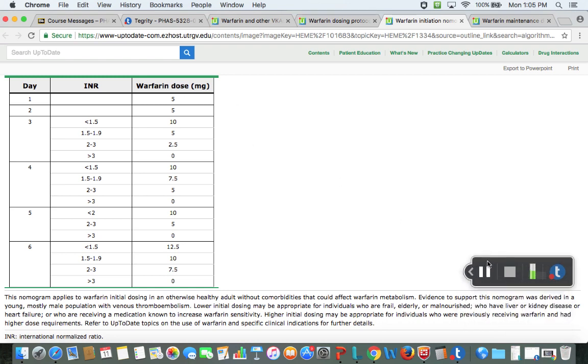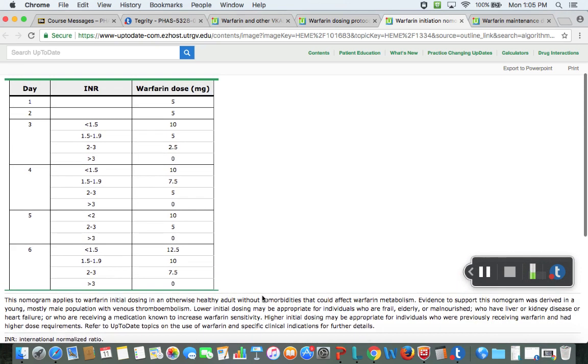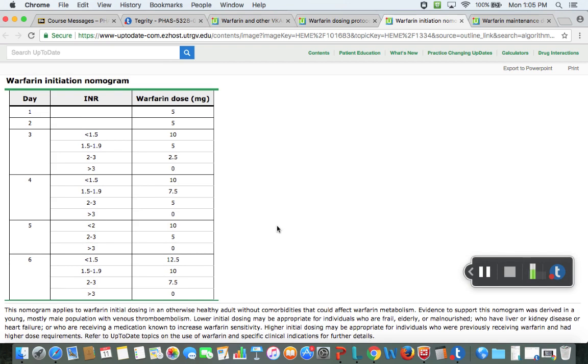One quick note about UpToDate: always read the fine print. They have really good stuff in the fine print on these UpToDate charts. Anyways, start with the 5 milligrams, and then on day 3, depending on what their INR is, you can dose accordingly. If they have a low INR, you want to bump it up, go to 10. If they have a high INR, you want to hold the dose maybe.